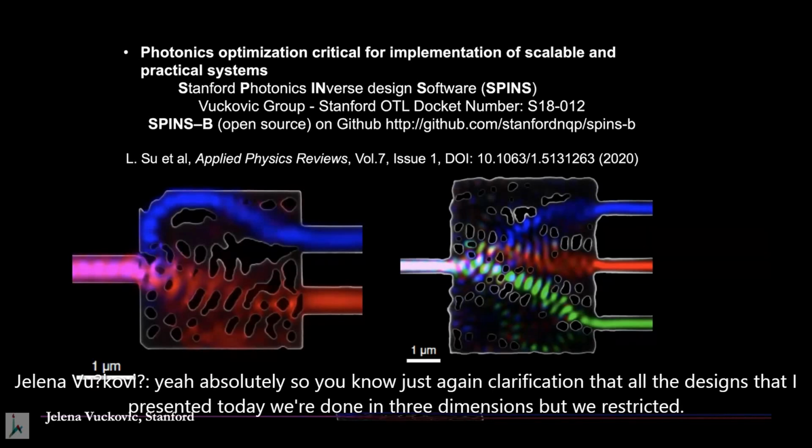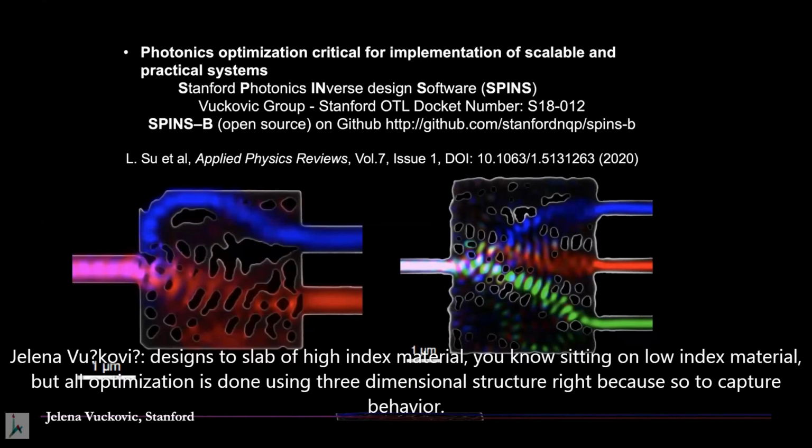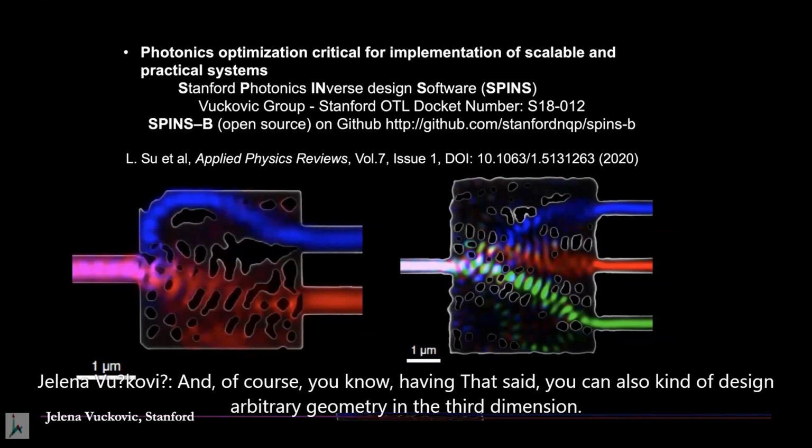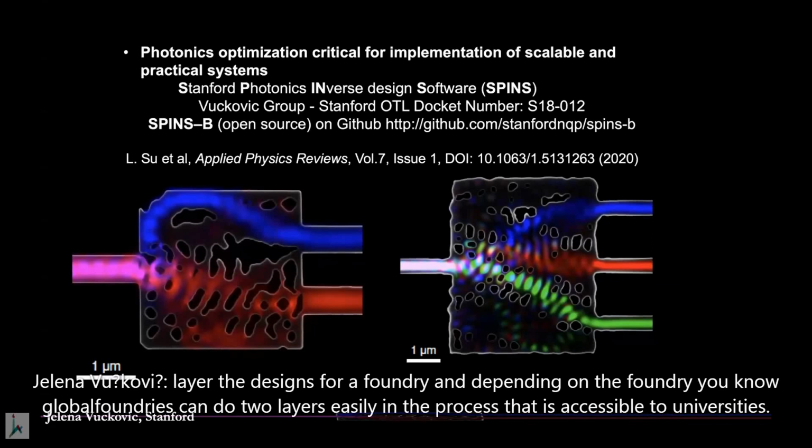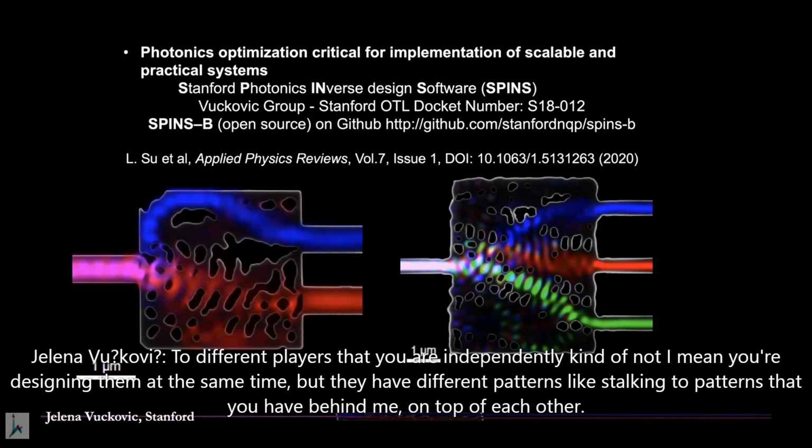Yeah, absolutely. So, just a clarification that all of the designs that I presented today were done in 3 dimensions, but we restricted designs to a slab of high index material sitting on low index material, but all optimization is done using the 3-dimensional structure, right? Because to capture the behavior. And of course, having said that, you can also design arbitrary geometry in the 3rd dimension. That's not something we can fabricate at Stanford, but we've done layered designs for a foundry. And depending on the foundry, GlobalFoundries can do 2 layers easily in the process that is accessible to universities, 2 different layers that you are designing at the same time, but they have different patterns, like stacking 2 patterns that you have behind me on top of each other.